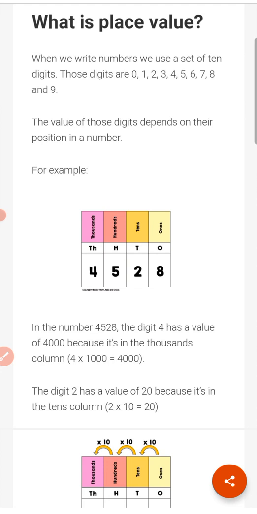Today, we are going to revise the place value chart. Before that, I will explain what place value is. When we write numbers, we use a set of 10 digits.